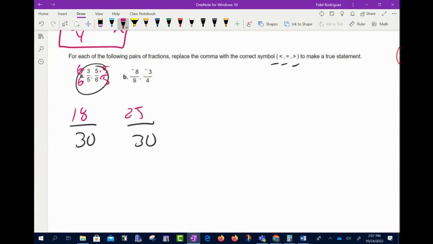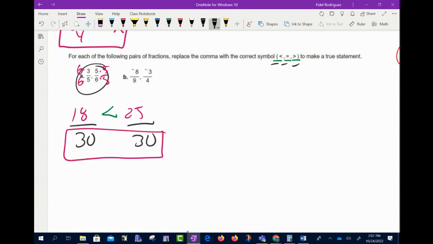That's a 25. Okay. Now that my numbers on the bottom are the same, y'all, we just got to look at the numbers on the top. Is 18 smaller, equal, or bigger than? Hey, 18 is smaller than, right? And that's how I would do this problem.